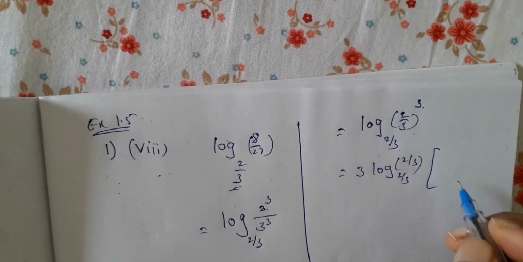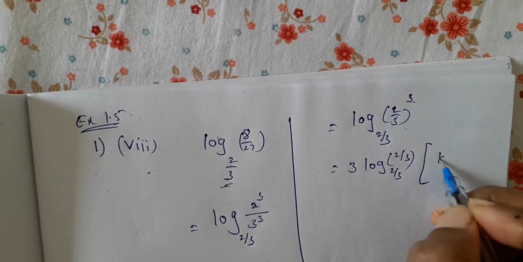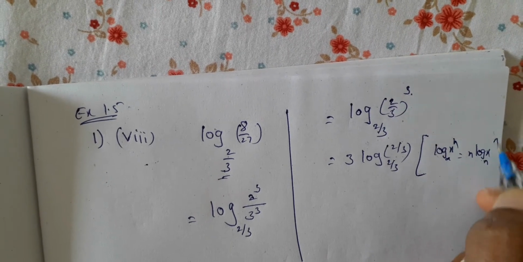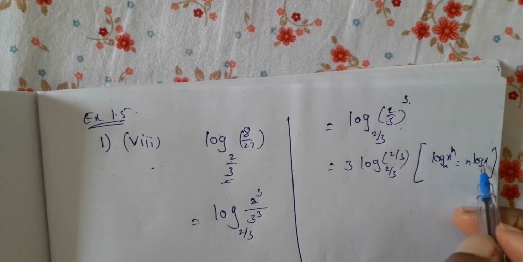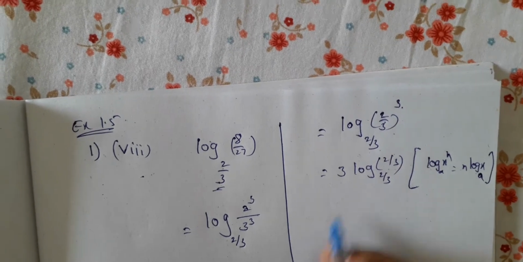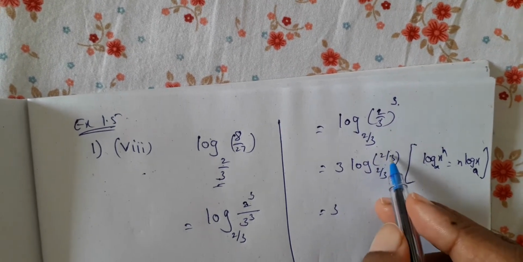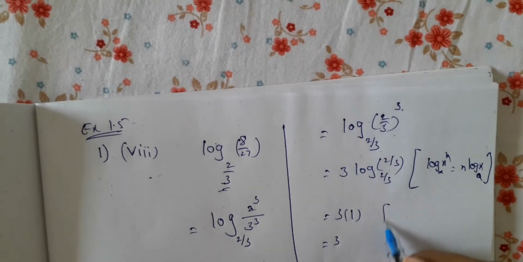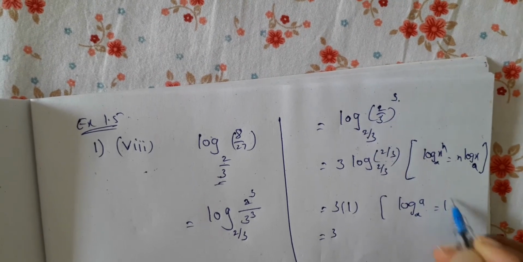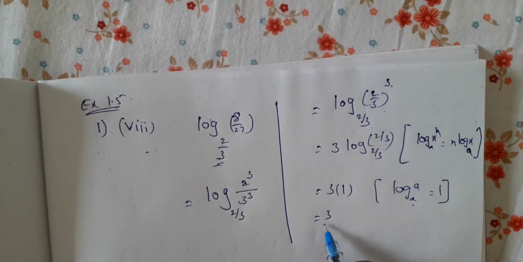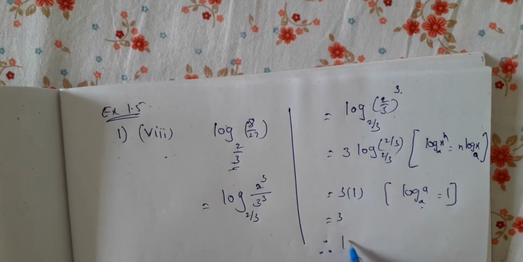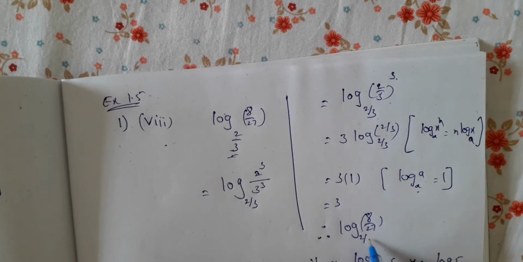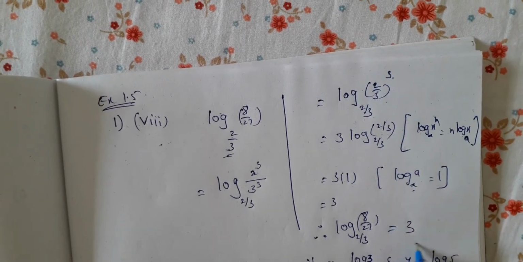Okay, so which rule are you using? Log x power n base a is equal to n log x base a. This is the rule you are using here, right? From that we got it. Now that is equal to 3 log a base a, which is 1, so 3 into 1 which is equal to 3. So log a base a is equal to 1. You are using this property. So therefore, how do you conclude? Log 8 by 27 base 2 by 3 is equal to 3.